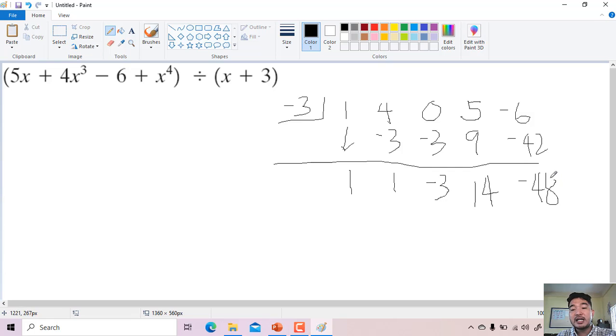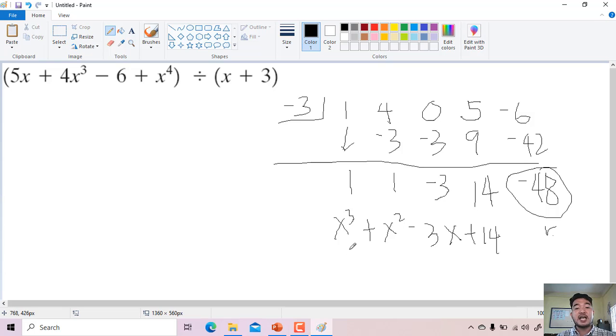And then bawasan lang natin yung highest exponent. The highest exponent is 4. So bawasan mo lang ng isa, magiging 3. So magiging 1x cubed. Kapag 1 na yung numerical coefficient, you don't write it. The next to x cubed is x squared. So plus 1x squared or x squared. But take note, pag 1, hindi na siya sinusulat. Minus 3x plus 14. Ayan. So, yung negative 48, that is our remainder. So, the quotient is x cubed plus x squared minus 3x plus 14.